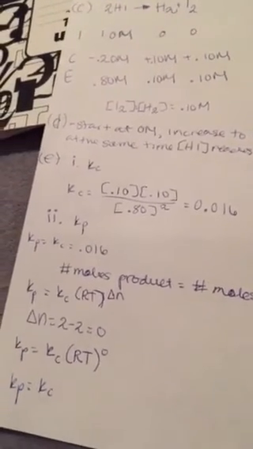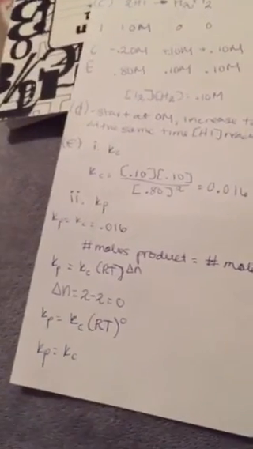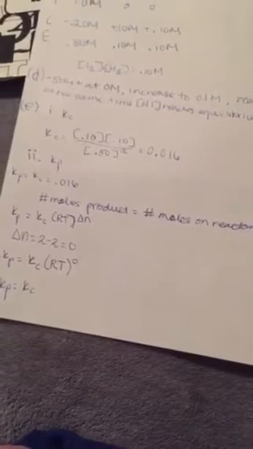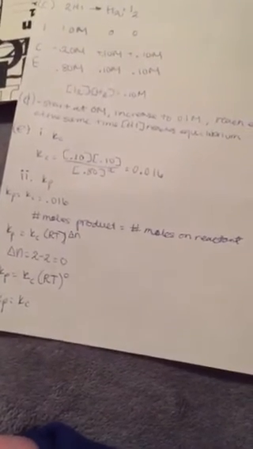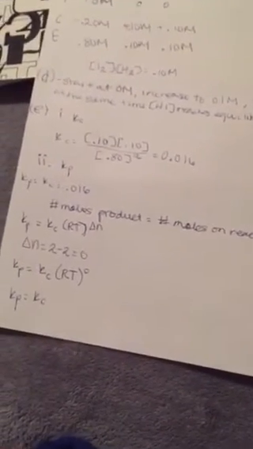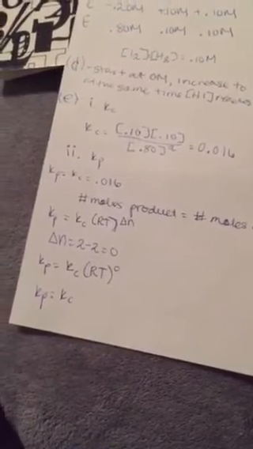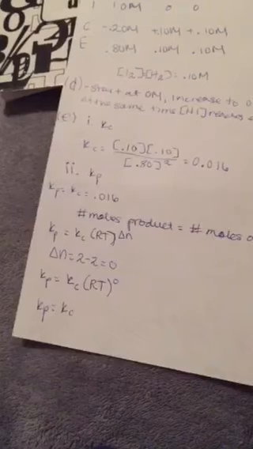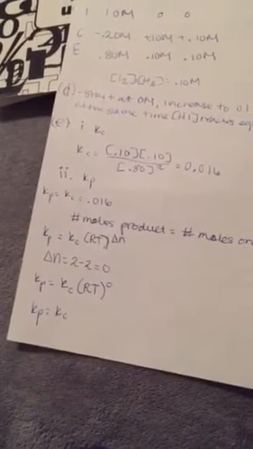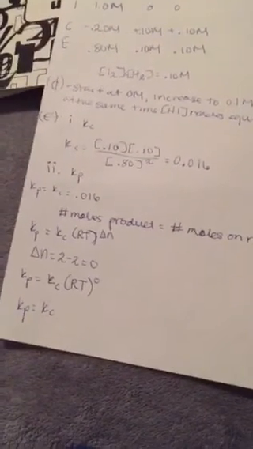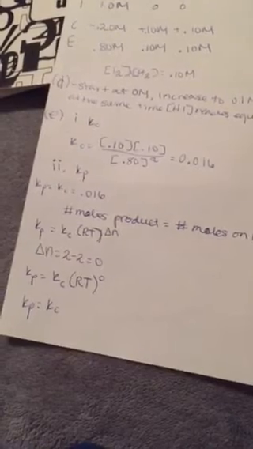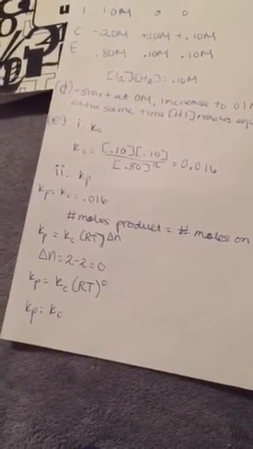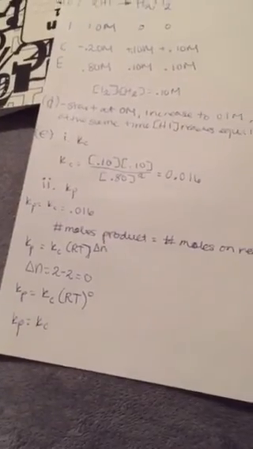And then for part 2 we had to find Kp, so Kp is equal to Kc, which is 0.016, and that's because the moles of the products are equal to the moles of the reactants. I know this because Kp is equal to Kc times RT to the delta n, and delta n is 2 minus 2, which are the coefficients of moles in the equation that we're given. So it's pretty much Kp is equal to Kc.